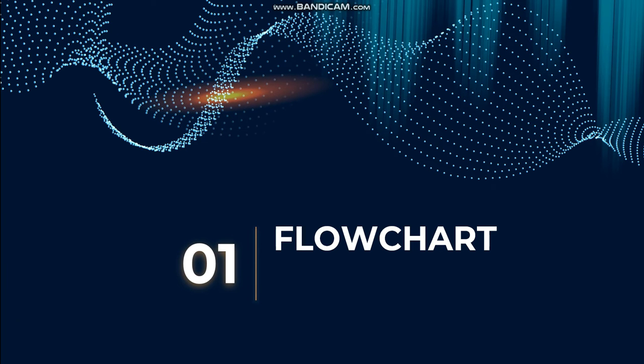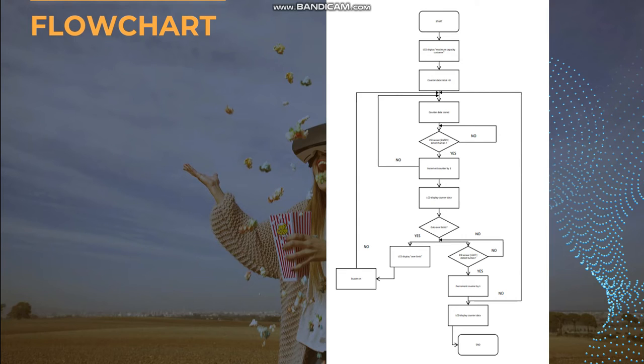First of all, for the flowchart, it starts and goes to the LCD display showing maximum capacity of customers, then goes to counter data initial equal to 0, then counter data store, and goes to the PIR sensor to detect a human. If no, it goes back to the counter data store. When yes, it goes to increment counter by 1.